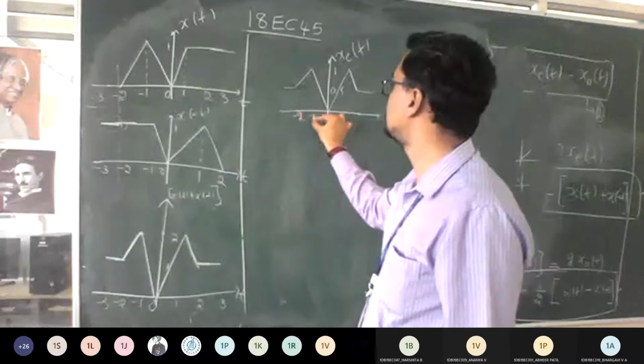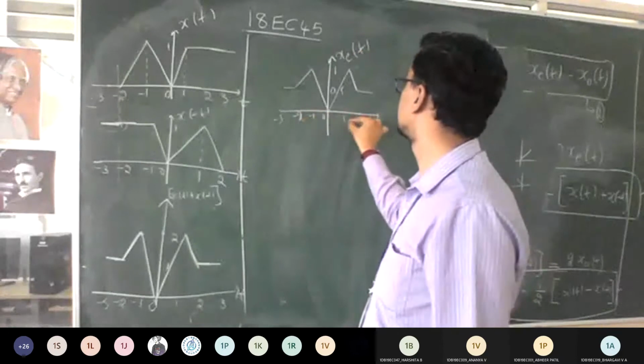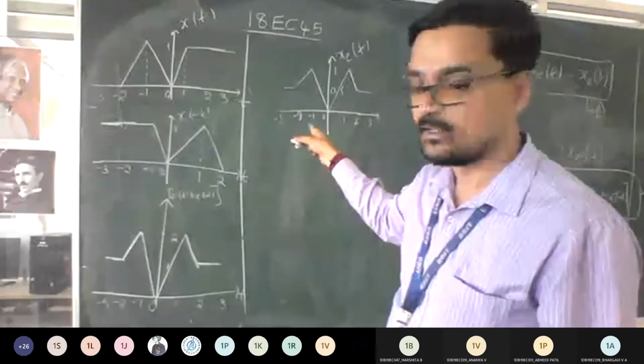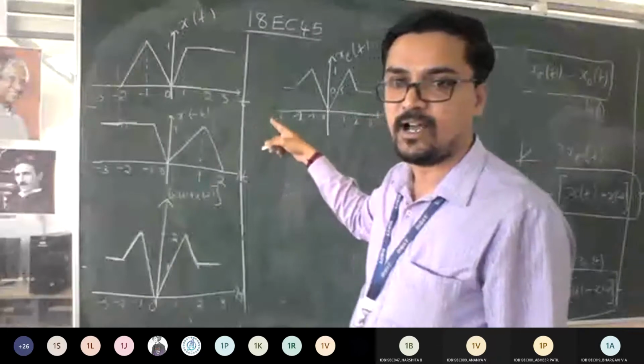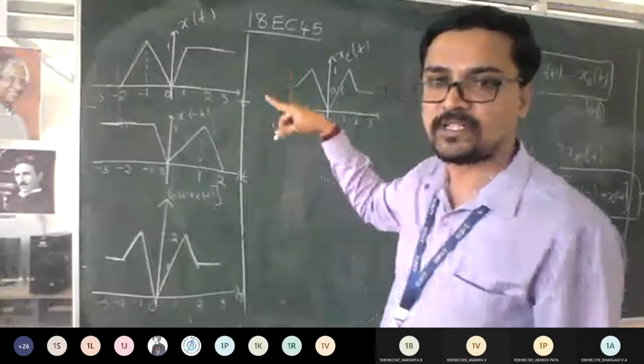Is it clear? The same signal I already reduced to half, because I should get the formula right. Half of 2 becomes 1. Even.